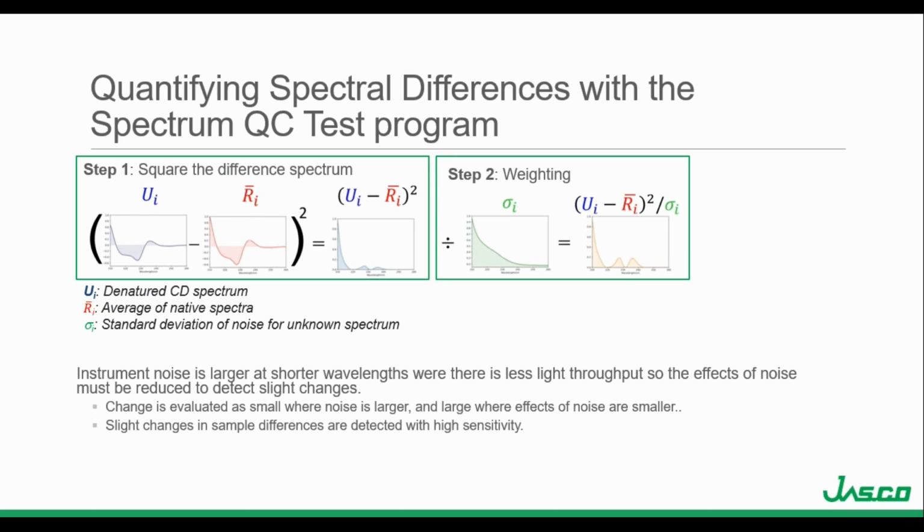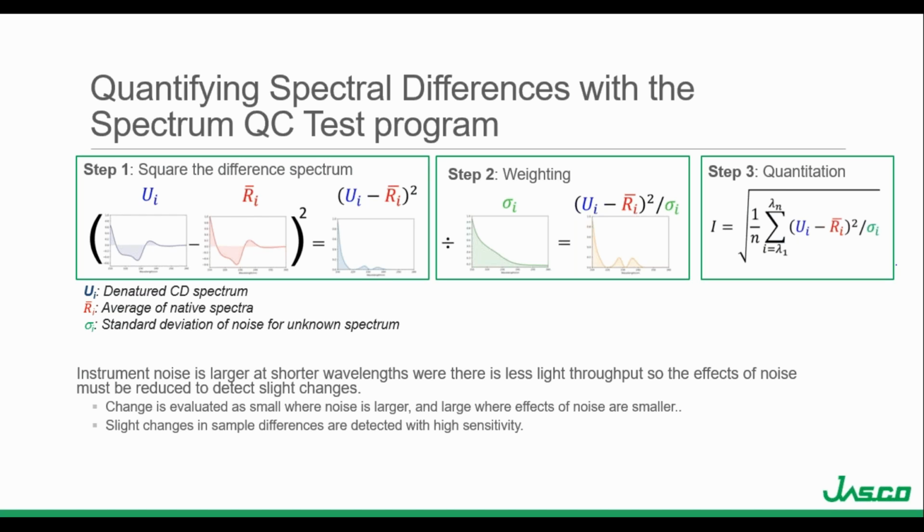This weighting step accounts for instrument noise at shorter wavelengths, which is larger due to less light throughput. So change is evaluated as small where the noise is larger and larger where effects of noise are smaller, so that slight changes in sample differences are detected with high sensitivity. And in the last step, the difference between the reference set and the unknown spectra at varying wavelengths is quantified.